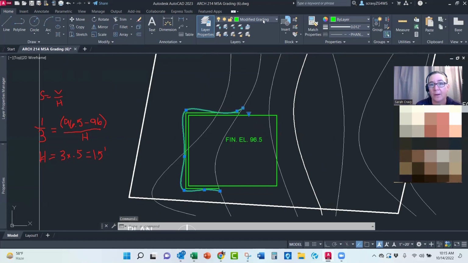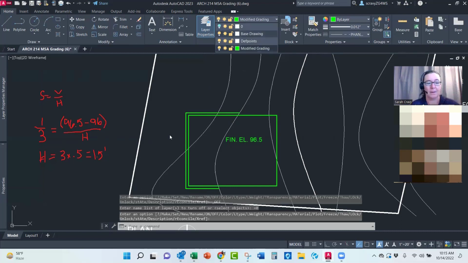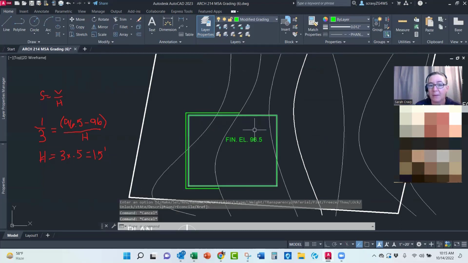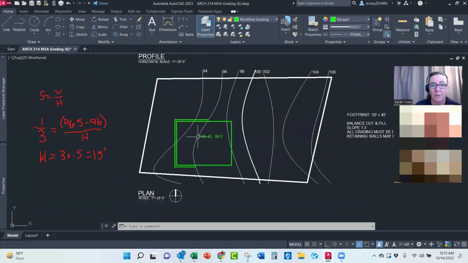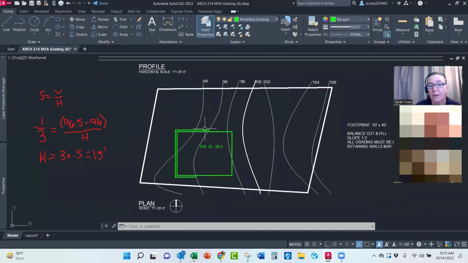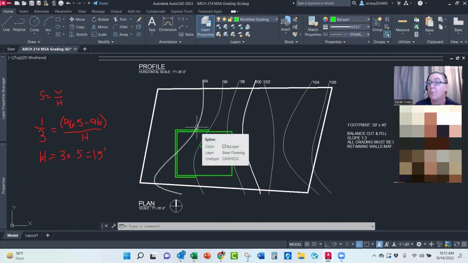I'm going to turn this one off. I'm going to move it to layer 0 and then turn 0 off. Now we have our building and we have a 96 contour line, but look, I'm zooming. It crosses the 94 contour line. 96 is crossing 94. We can't have that. So what are we going to do?